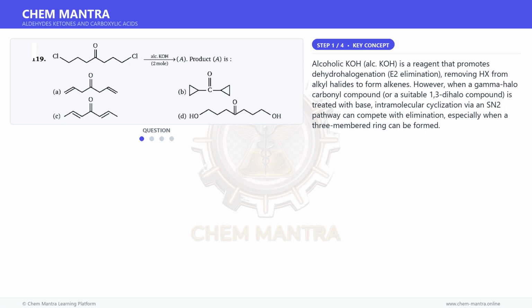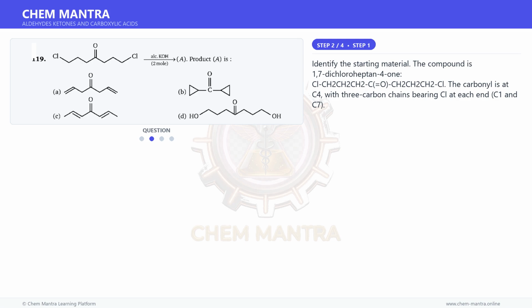Alcoholic KOH, alc. KOH, is a reagent that promotes dehydrohalogenation, E2 elimination, removing HX from alkyl halides to form alkenes. However, when a gamma-halocarbonyl compound, or a suitable 1,3-dihalo compound, is treated with base, intramolecular cyclization via an SN2 pathway can compete with elimination, especially when a three-membered ring can be formed. Moving on to the next step.